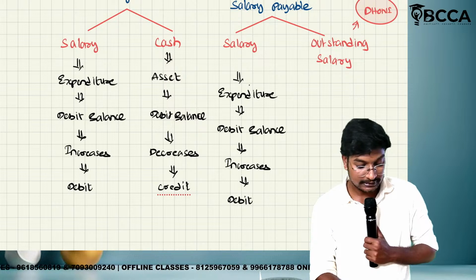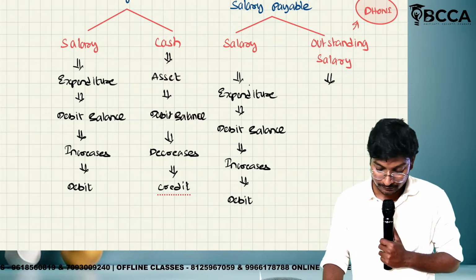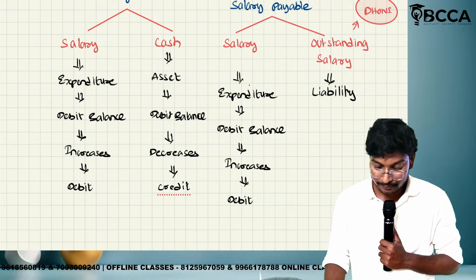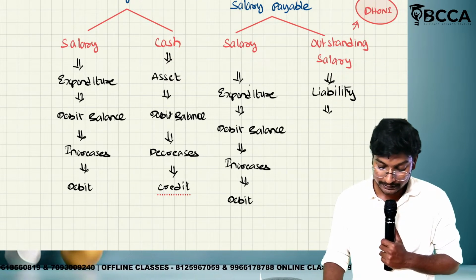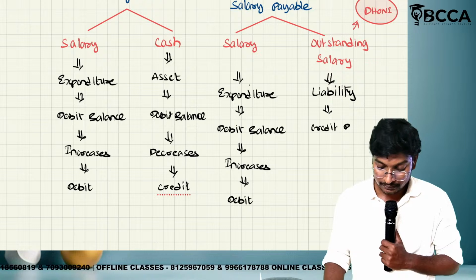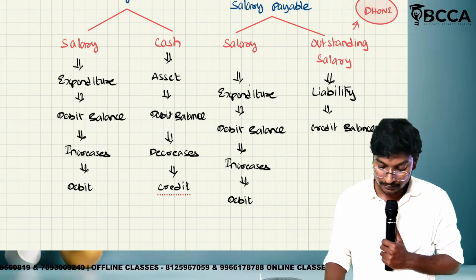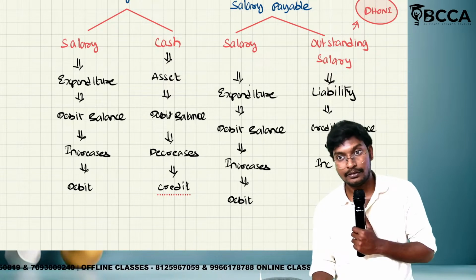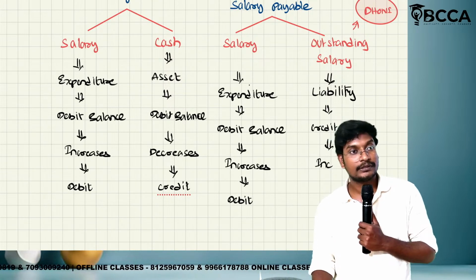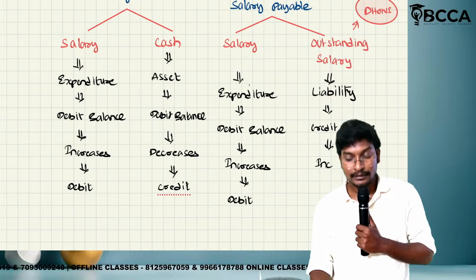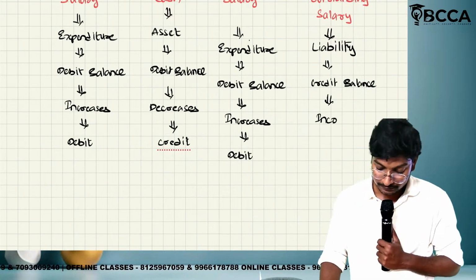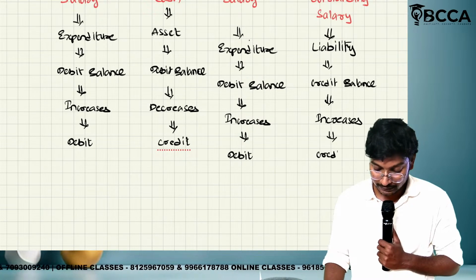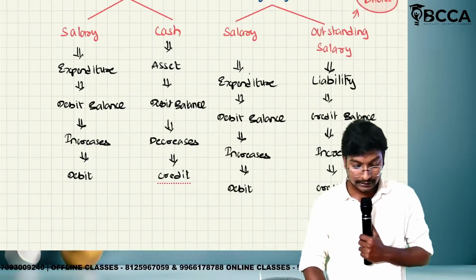Okay. Next, outstanding salary means what? Liability. Because paid or payable? Payable. Credit balance or debit balance? Credit balance. So increases or decreases? Increases, because we have not paid. At the time of payment of outstanding salaries, the liability value will decrease. For now it increases, so what do we have to do? Credit.